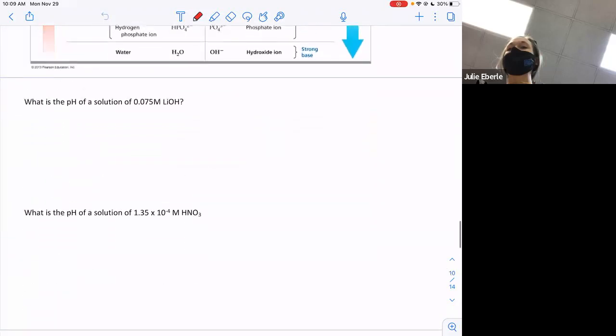Okay, it's strong. There we go. So we can just say that we have 0.075 molar of OH minus, okay? Because LiOH, because it's strong, will completely dissociate into lithium and hydroxide, okay? So now what should we do? We want the pH. All we know right now is the concentration of OH minus.